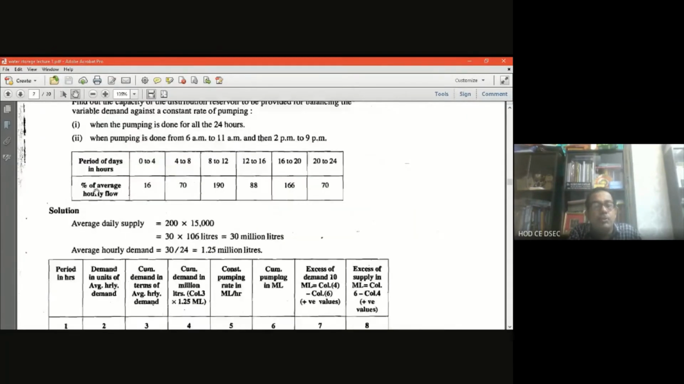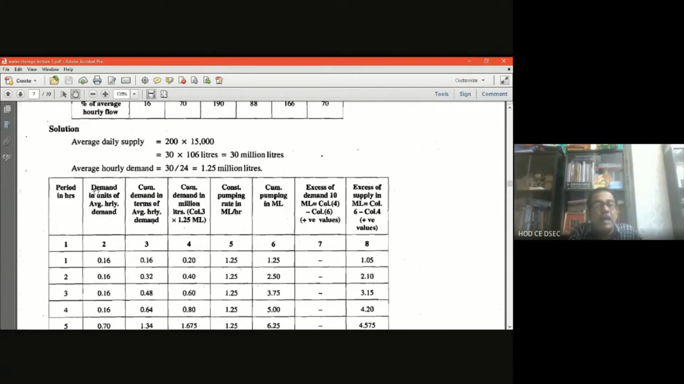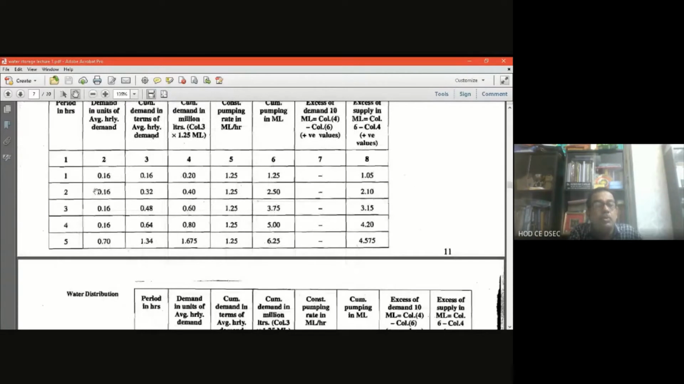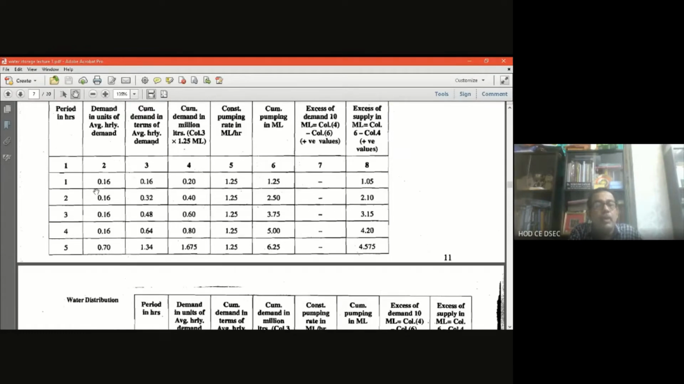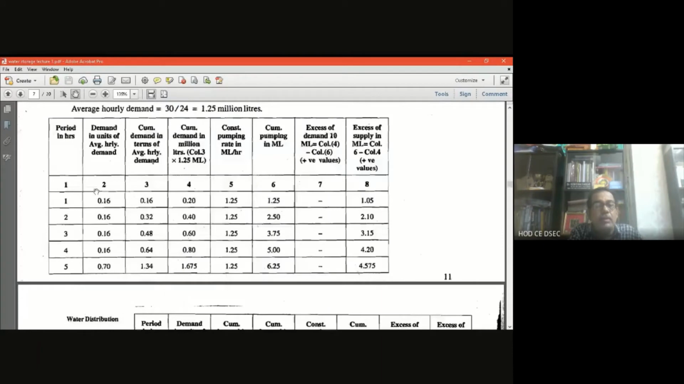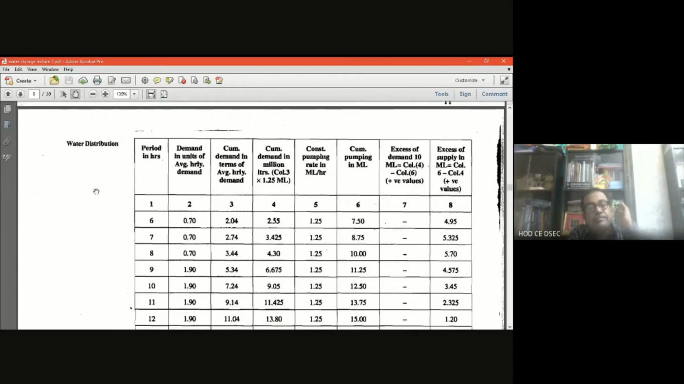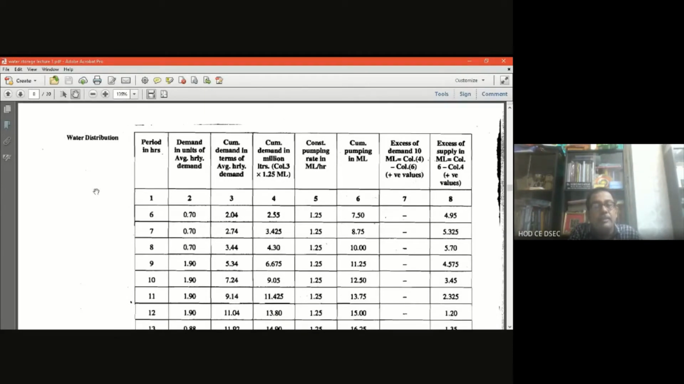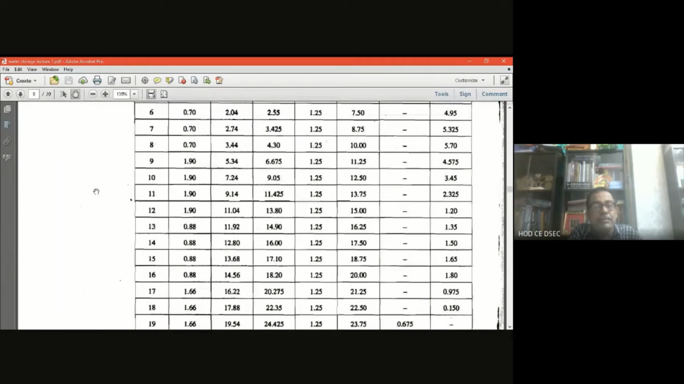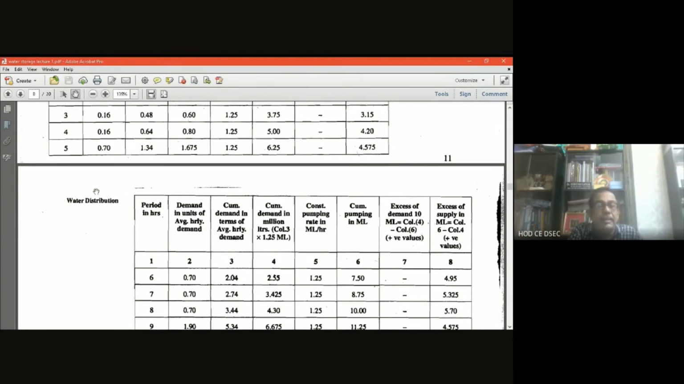For 0 to 4, it is 16%. That means the demand in the first 4 hours, that is 1, 2, 3, 4, is 0.16, because 16% is given. Then for 4 to 8 hours, 70% is given, so you consider the flow as 0.7. Then 190% means 1.9. These are all tabulated as demand in units of average hourly demand.